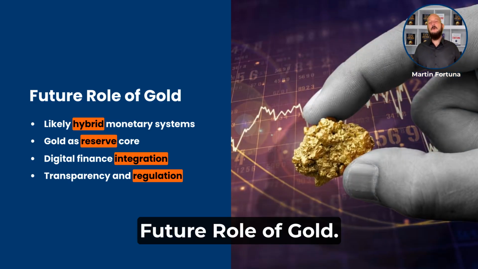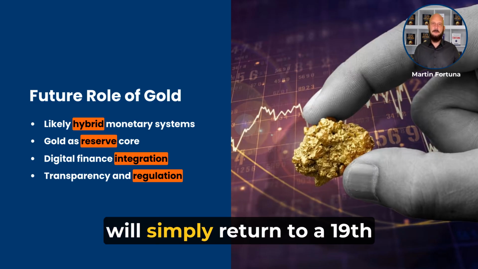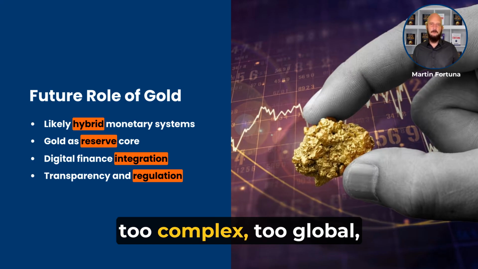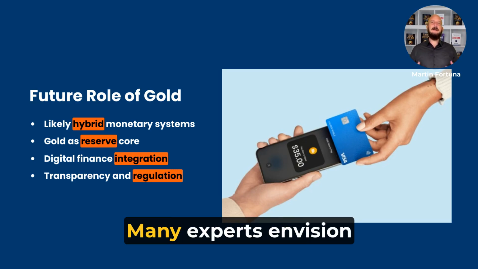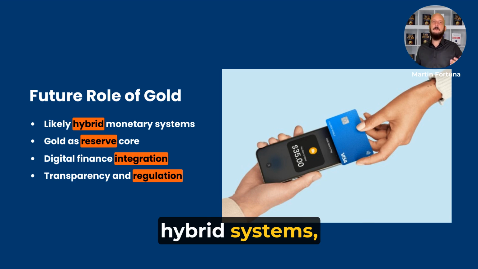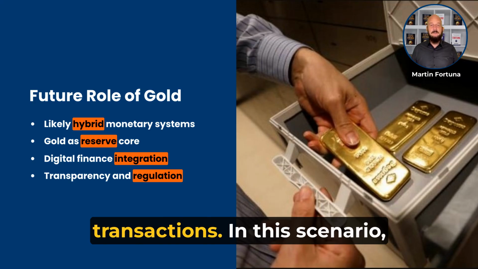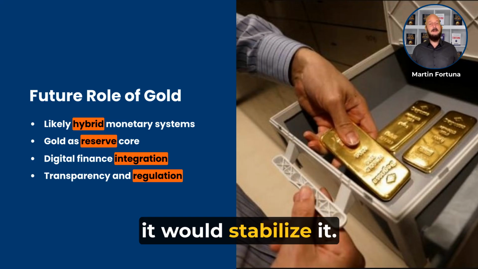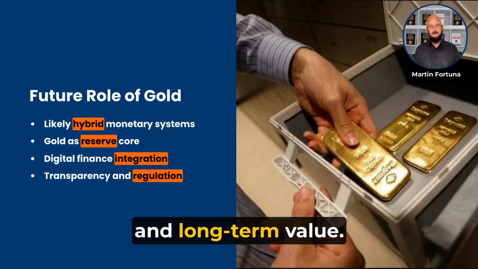Future role of gold. Looking forward, it is unlikely that the world will simply return to a 19th century gold standard. The modern financial system is too complex, too global, and too digital. But gold could still play a central role, just in a different form. Many experts envision hybrid systems, where gold functions as a reserve core while digital currencies handle transactions. In this scenario, gold would not replace money, it would stabilize it. Its presence would signal discipline, credibility, and long-term value.